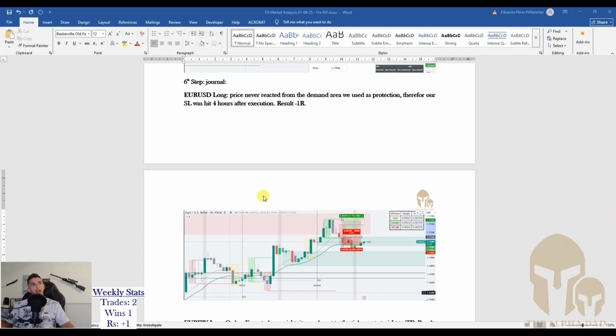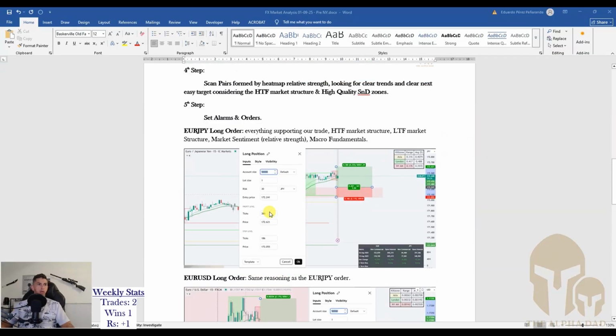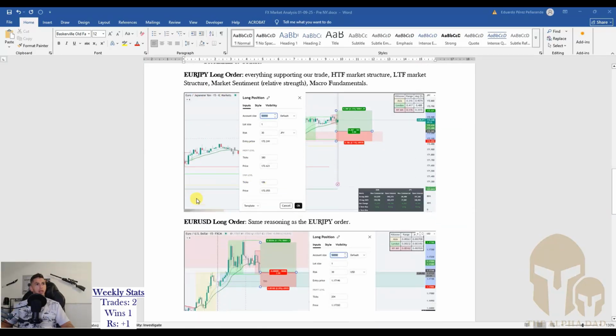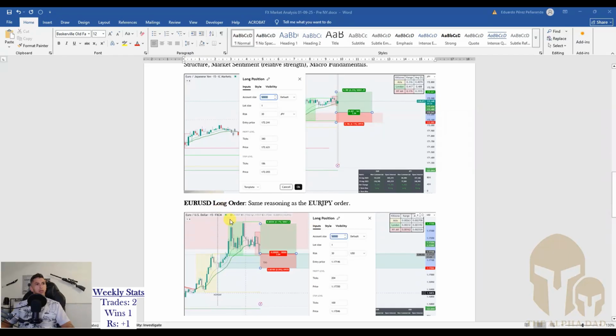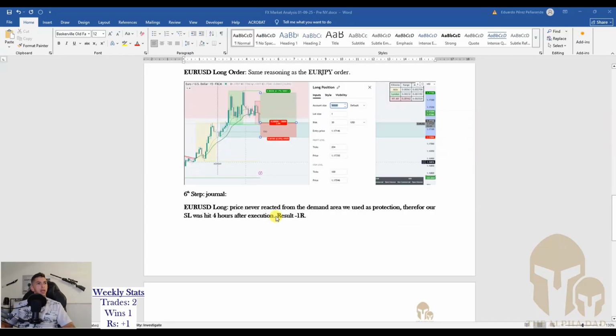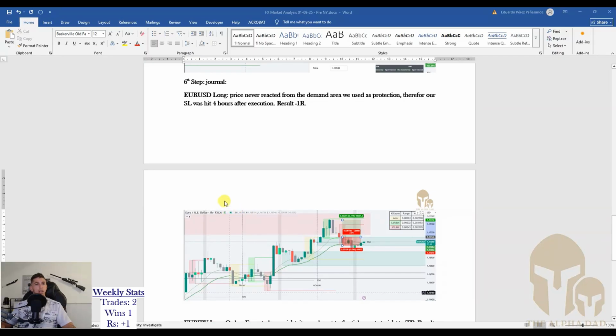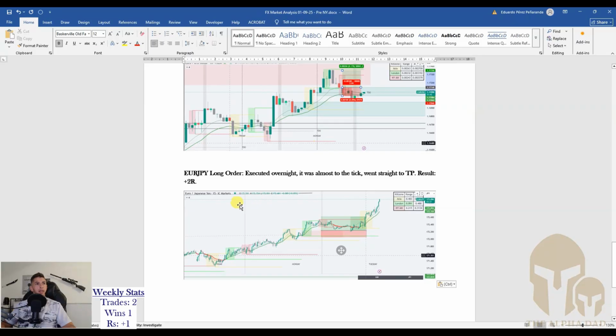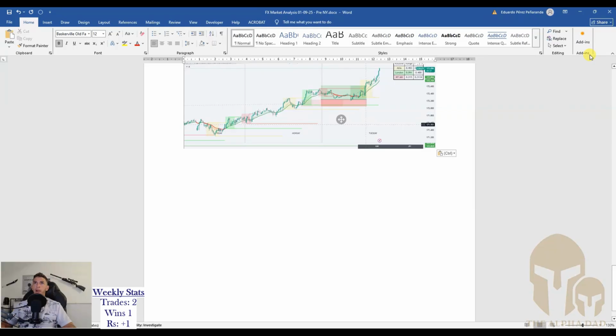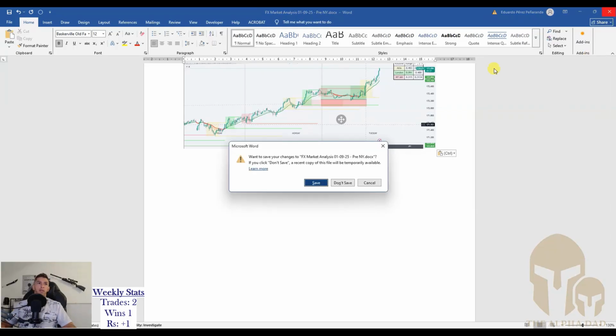We're going to start reviewing yesterday's trades. If you remember, we had a EUR/JPY long and a EUR/USD long. The EUR/USD was taken during the call. It didn't react to our demand zone, it went straight to our stop loss, cost of doing business, so that result was minus 1R. And then the EUR/JPY long order executed overnight and it went straight to our TP. That trade gave us 2R. So overall we are plus 1R for the week.